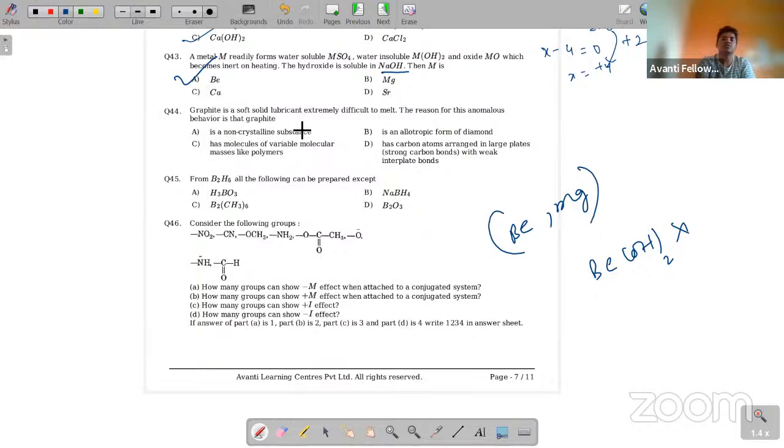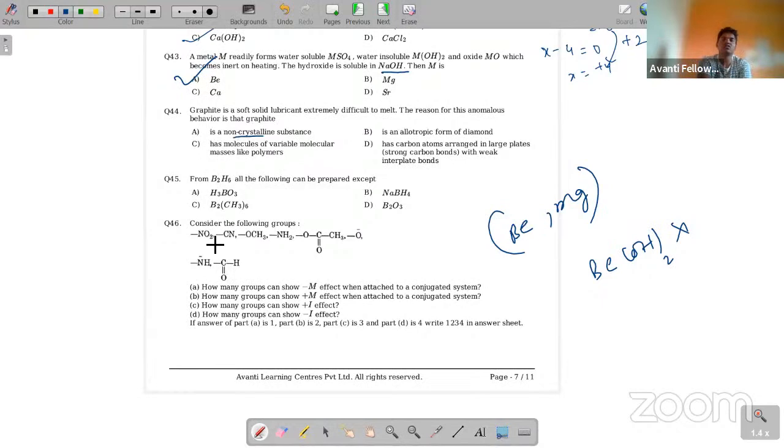Okay, graphite is a soft solid lubricant, extremely difficult to melt. What will be the reason for the anomalous behavior? It is a non-crystalline substance? It has molecules of variable molecular masses like polymers? It is an allotropic form of diamond? No. It has carbon atoms arranged in large plates, with strong carbon bonds and weak interplate bonds. So question number 44, highly technical.